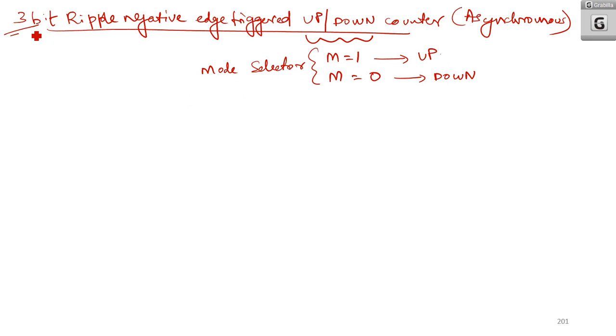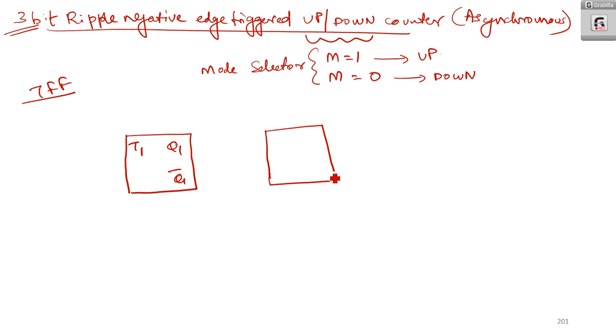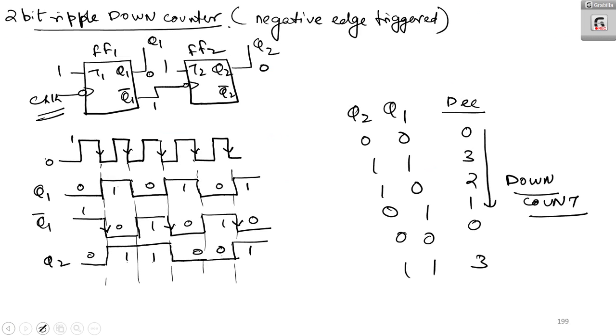Now since this is 3-bit, and all the flip-flops in the counter should work in toggle mode, I am taking T flip-flops and drawing the circuit. So I am having T1, Q1 bar, T2, Q2 bar, T3, Q3 bar.